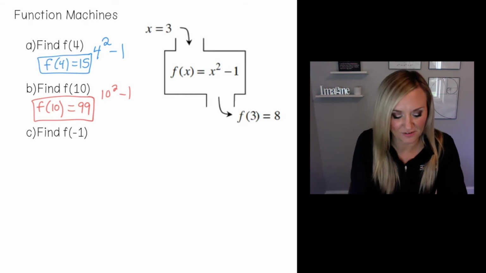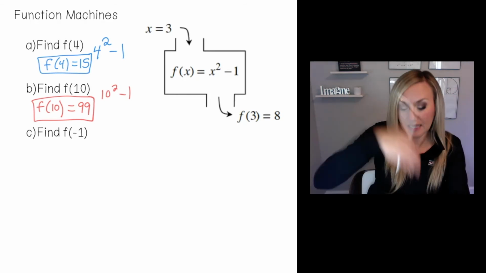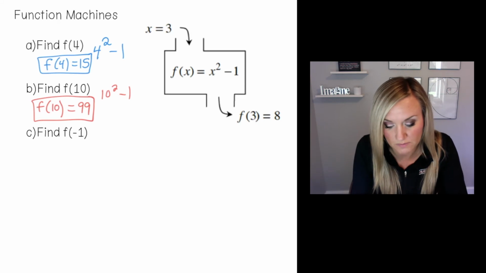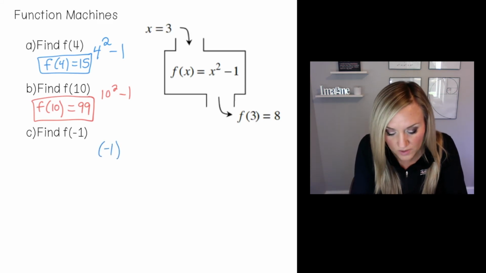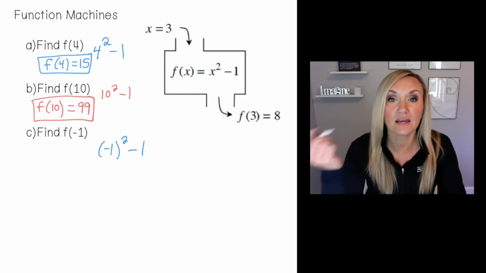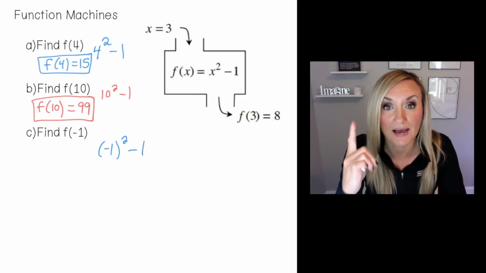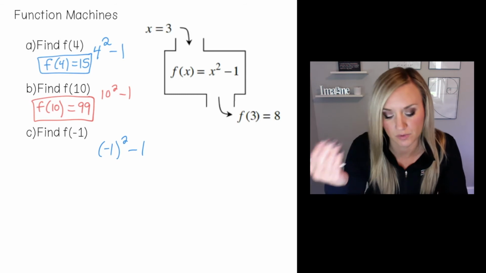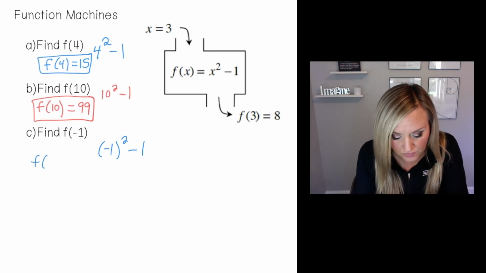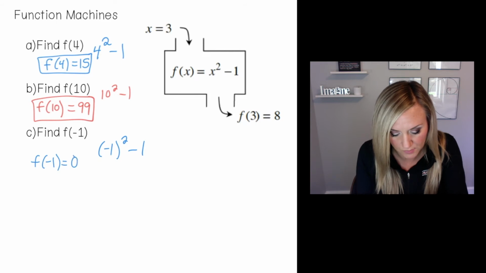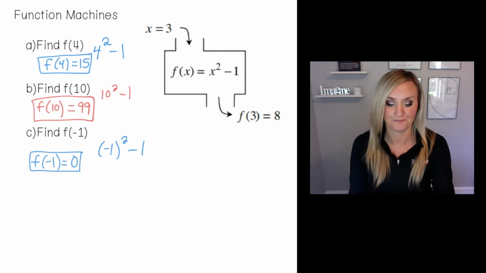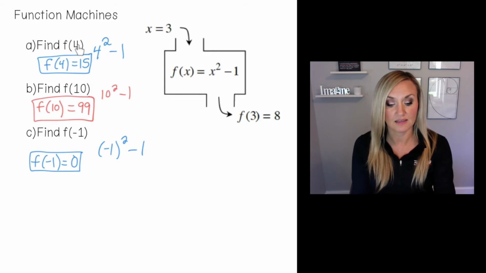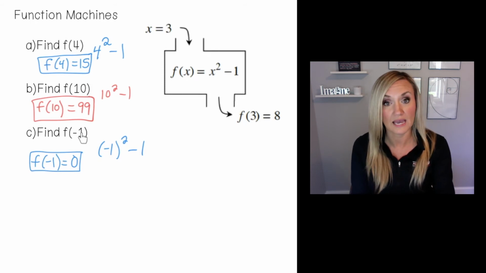Let's do it again for negative 1. So I am going to plug in negative 1 to my x squared minus 1 machine, and now it's going to be negative 1 squared minus 1. Now negative 1 squared is negative 1 times negative 1, which is a positive 1, and 1 minus 1 is 0. So we would say that f of negative 1 equals 0 as our final answer. So guys, we were just taking the 4, the 10, and the negative 1, plugging them in for this machine, and then performing this math to get our final answers.